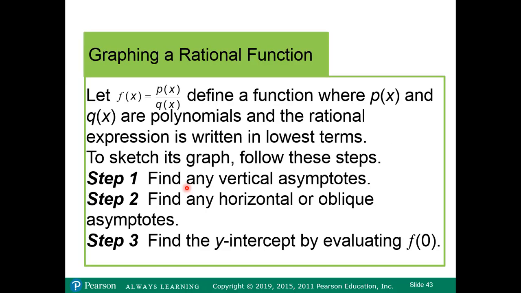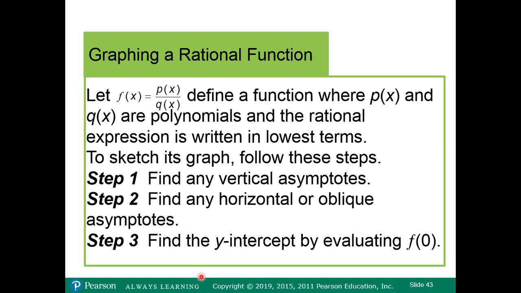Okay. So if we use this example here, we let f of x equal p of x over q of x define a function where p of x and q of x are polynomial functions, and the rational expression is written in lowest terms. We want to sketch the graph using these steps. Step 1, find any vertical asymptotes. Step 2, find any horizontal or oblique asymptotes.